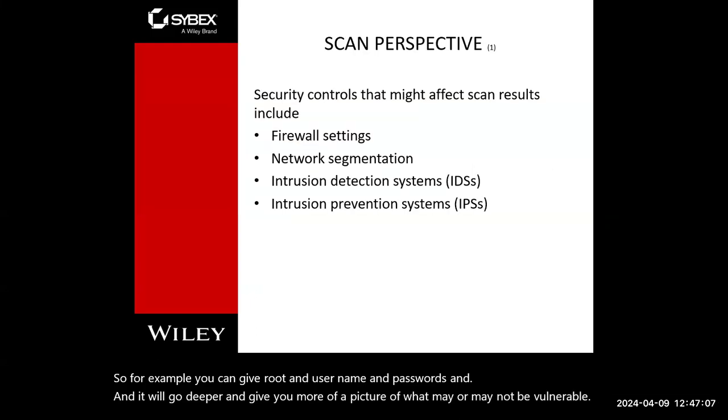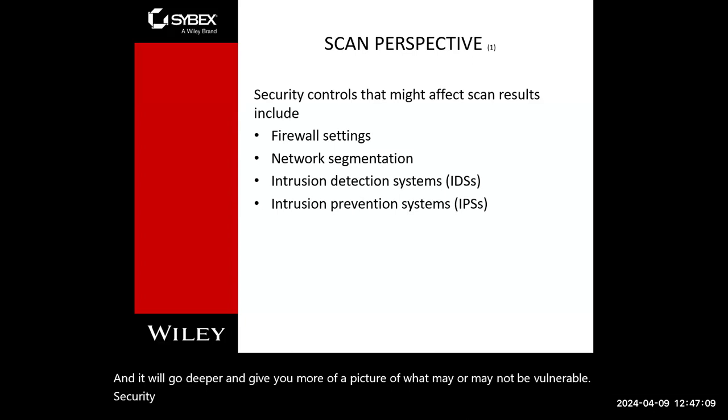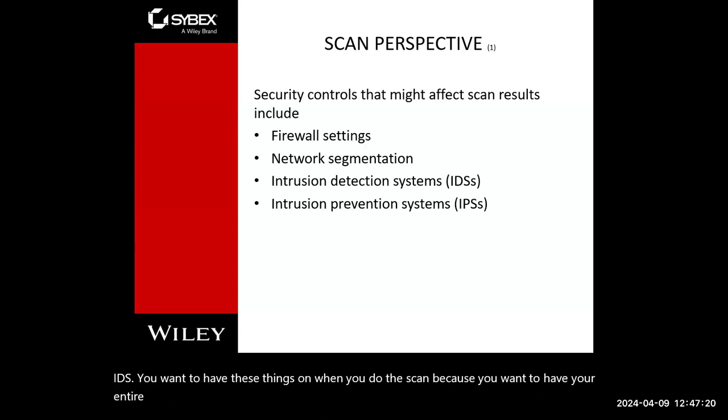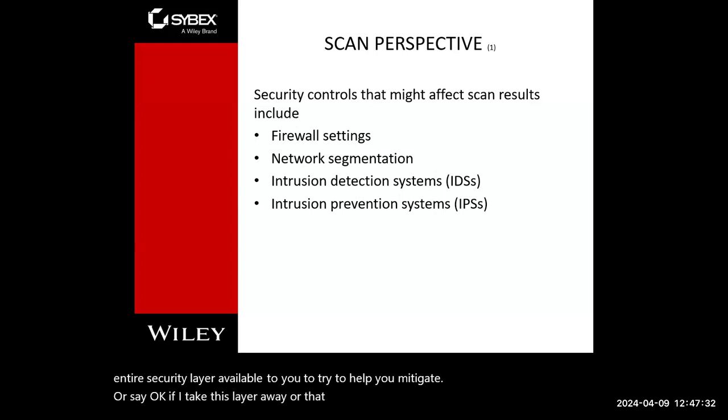Security controls that may affect your scan results: firewall settings, network segmentation, IPS, IDS. You want to have these things on when you do the scan because you want to have your entire security layer available to you to help you mitigate anything that is out there. Or you can turn it off and say, okay, if I take this layer away or that layer away, am I still protected? There's a lot of give and take here.